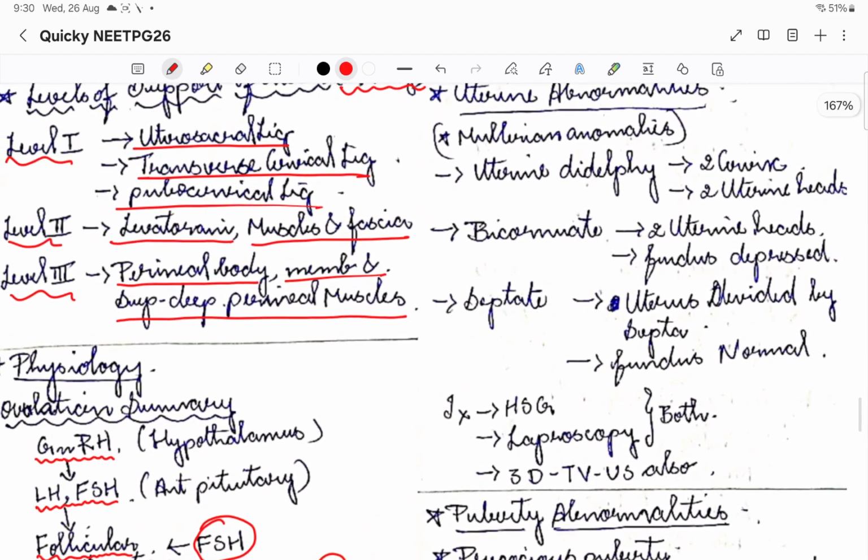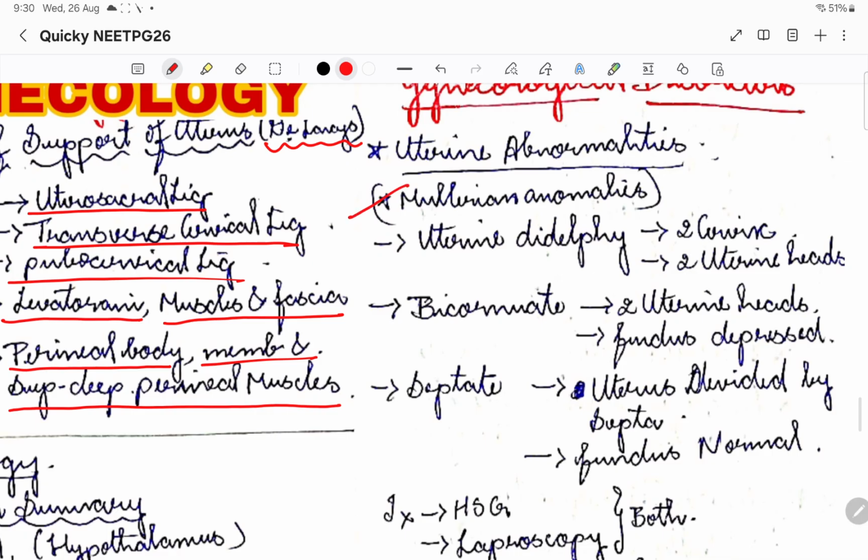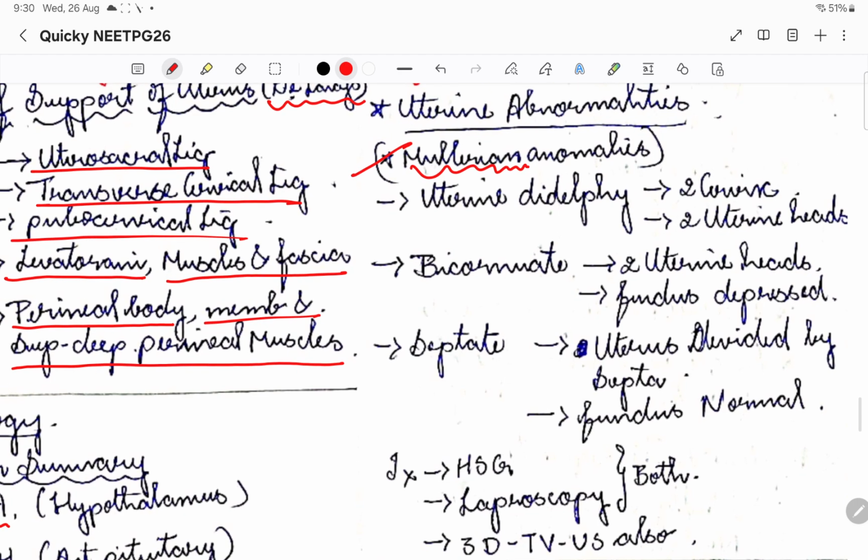First thing is the abnormality in the uterus itself. Uterine abnormalities happen because of Mullerian anomalies. We discussed in the embryology of the female reproductive system that the Mullerian duct forms all the internal reproductive organs of the female. If there is an anomaly with respect to the Mullerian duct, these abnormalities will occur. They are uterus didelphys, bicornuate uterus, and septate uterus. These three are very, very important.